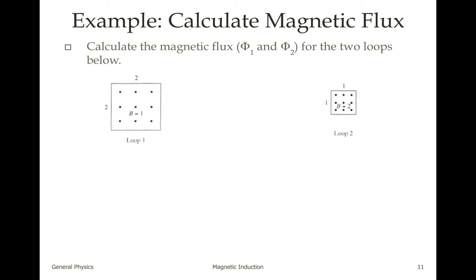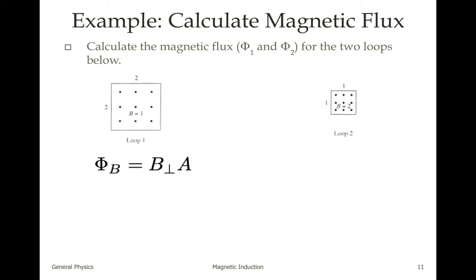So we can see that it's a rectangle, has sides of length 2, and these are kind of conceptual problems. We don't have any units on these numbers yet. So the rectangle has sides of length 2, and there's a magnetic field coming out of the page, and the strength of the magnetic field is 1.